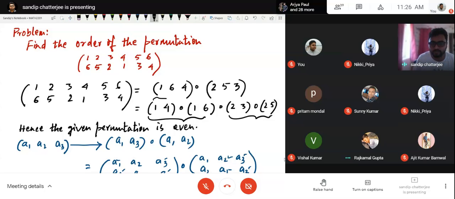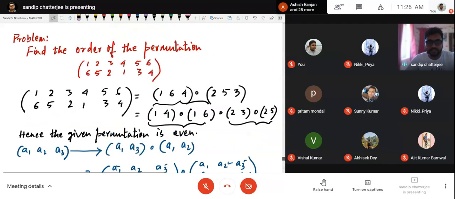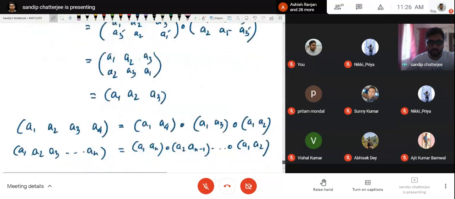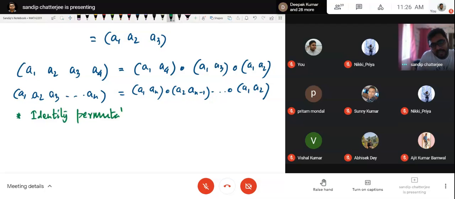And you can show that this (1, 4) operated with (1, 6) is actually (1, 4, 6). It's pretty simple. Replace A1 by 1, A2 by 6, A3 by 4 in the general derivation that we have done. You will get it immediately. So this is how you can test whether a permutation is even or odd. Although I'm not proving it, because the proof is kind of lengthy, for your information the identity permutation is an even permutation.